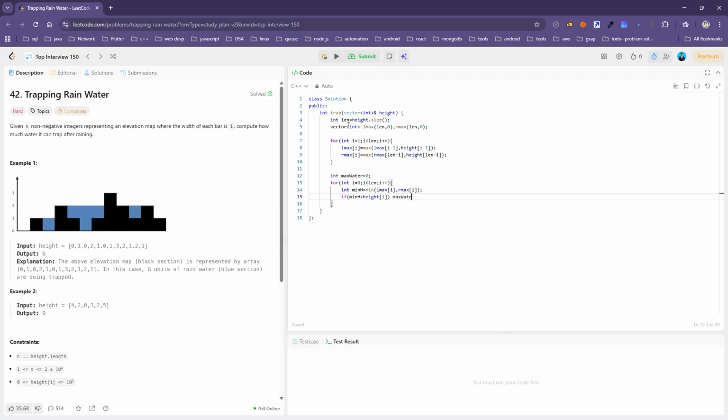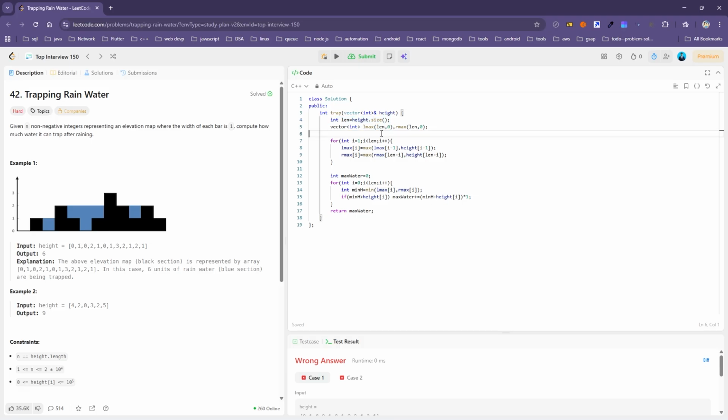So the maximum water that we can collect is equal to the minimum height minus the height we are standing on, multiplied by the width, that is 1. And finally we'll return the maximum water that we have collected. Let's see if this works or not. So our solution got rejected. So let's just see why.